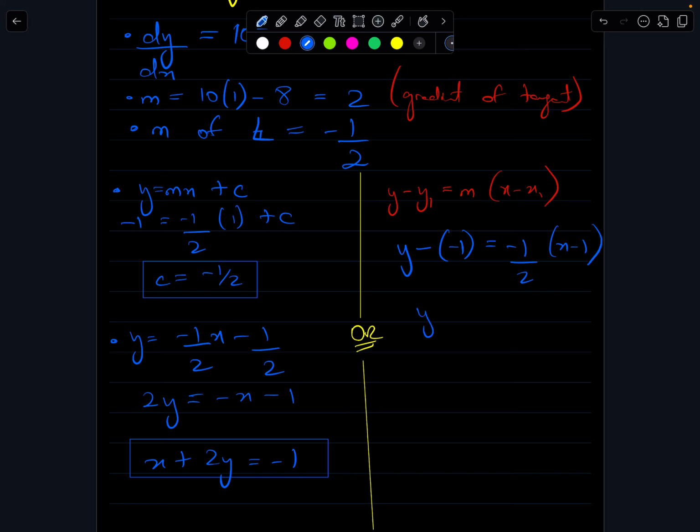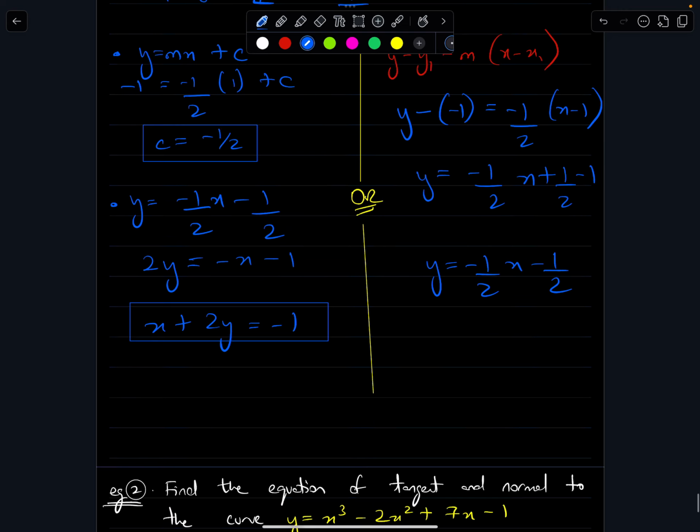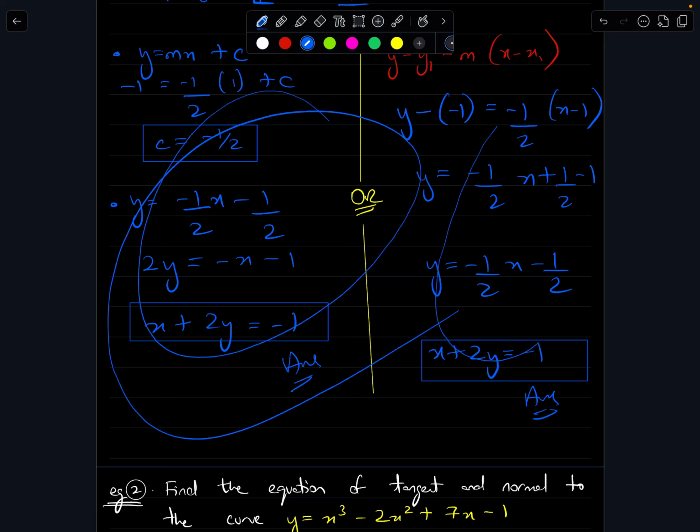And I turn out to get the same answer. Minus half x minus half. I can simplify this and I'd eventually get the same answer. So irrespective of the path I follow, I end up with the same answer, and you can follow either of the methods.